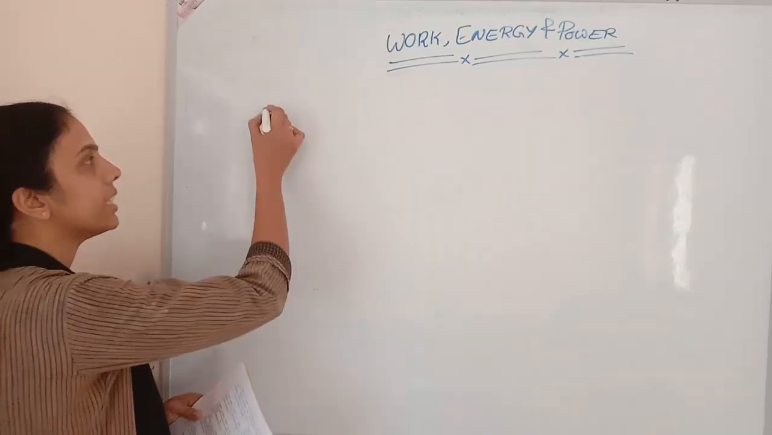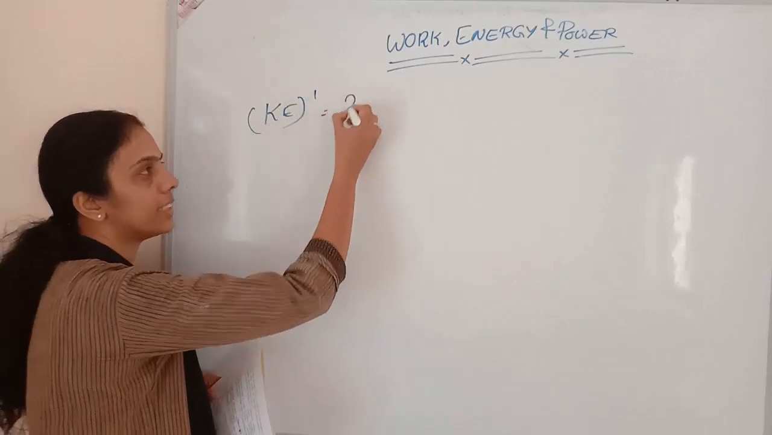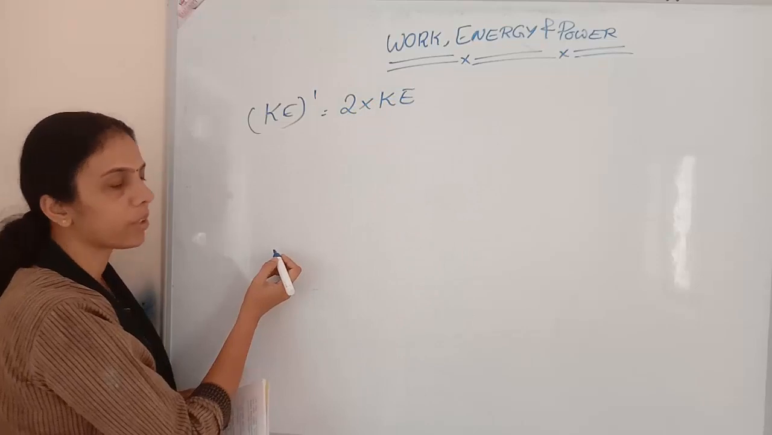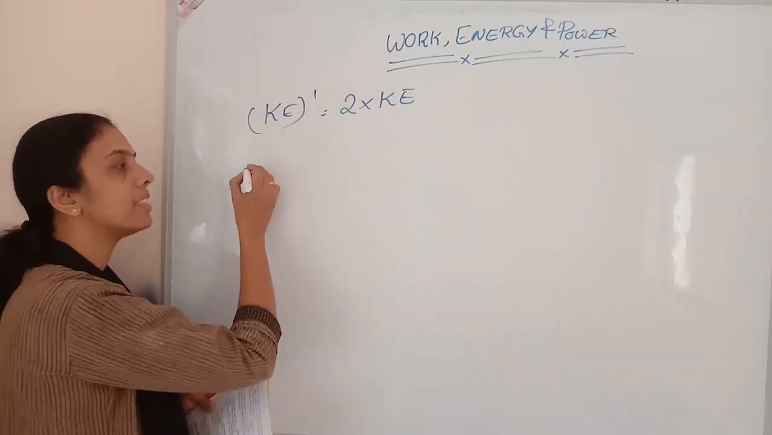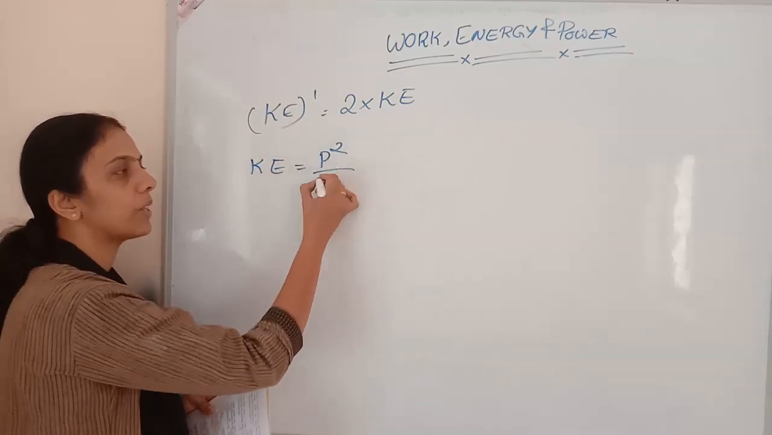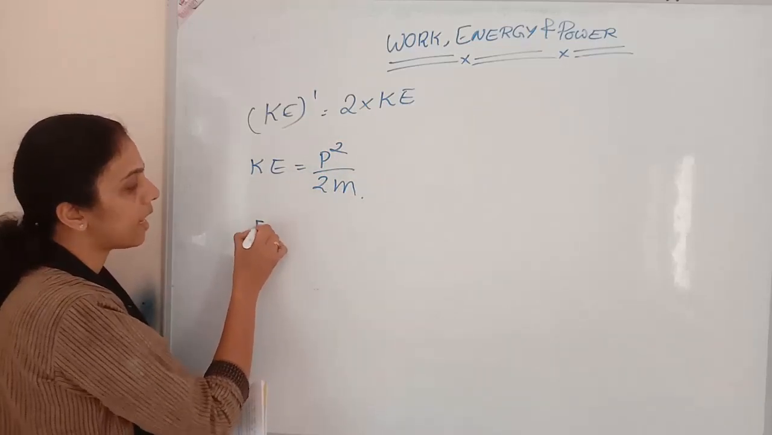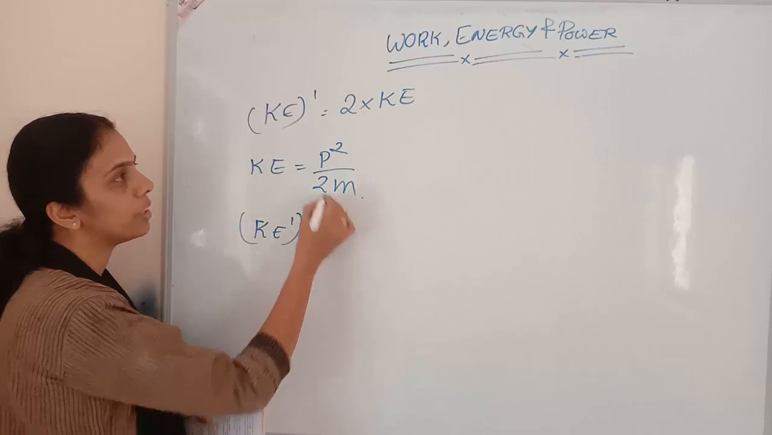Next is, if the kinetic energy of a body is doubled, what is the percentage change in linear momentum? So kinetic energy is doubled. So kinetic energy dash equals 2 into initial kinetic energy. Okay, what will be the percentage change in momentum? Kinetic energy and momentum, what is the relation? In previous videos we did p square by 2m. Right, so kinetic energy dash will be equal to 2 into kinetic energy.